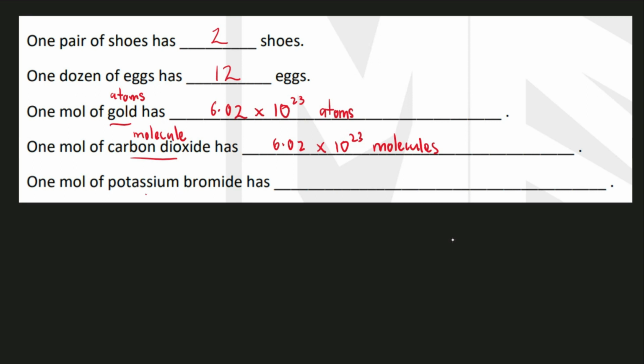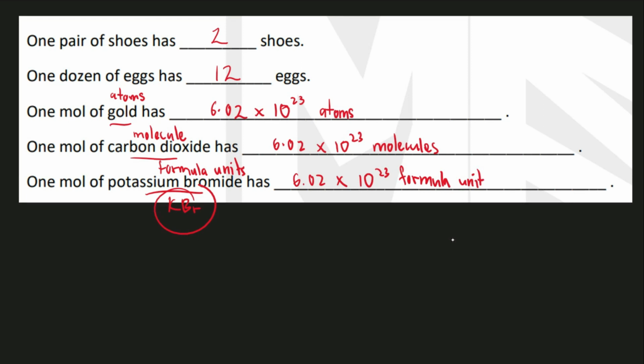1 mole of potassium bromide. Potassium bromide is an ionic compound. Therefore, it is made of formula units. It is made out of ions, but we refer to each KBr as a formula unit. So 1 mole of it will have 6.02 times 10 to the power of 23 formula units.